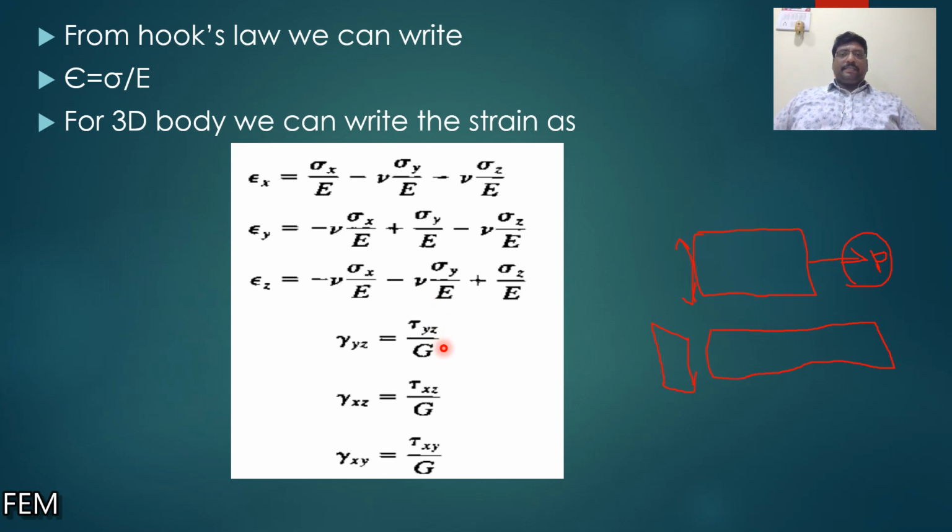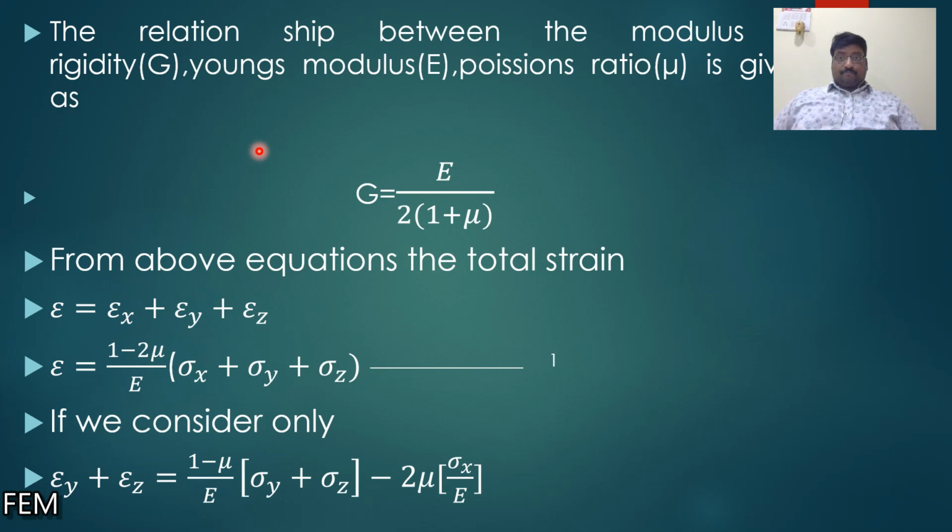We know that shear strain is equal to shear stress by modulus of rigidity G. Therefore, gamma yz can be written as tau yz by G, gamma xz as tau xz by G, and gamma xy as tau xy by G. This is the relation between the strains and stresses induced in a three-dimensional body. We also know the relationship between Poisson's ratio, Young's modulus, and modulus of rigidity: G is equal to E by 2 into 1 plus mu.